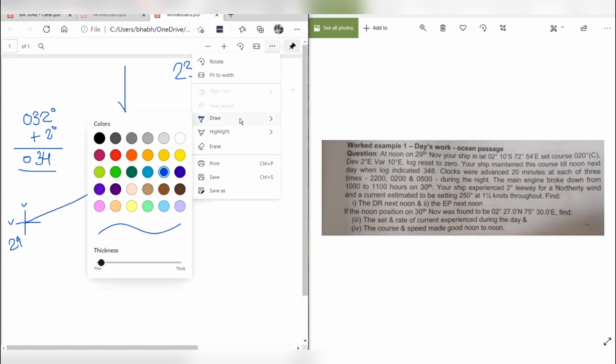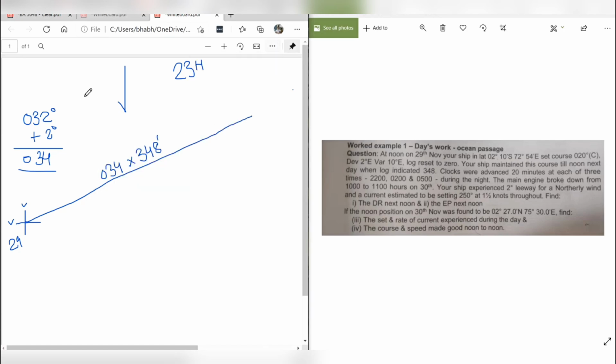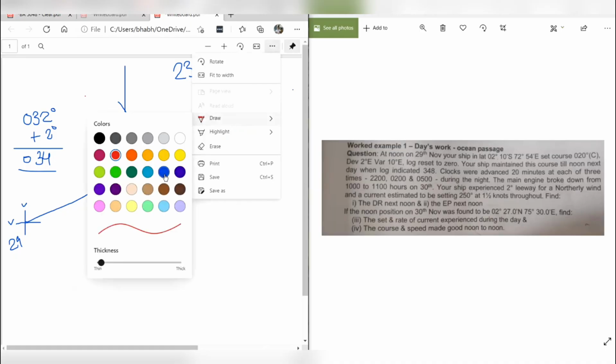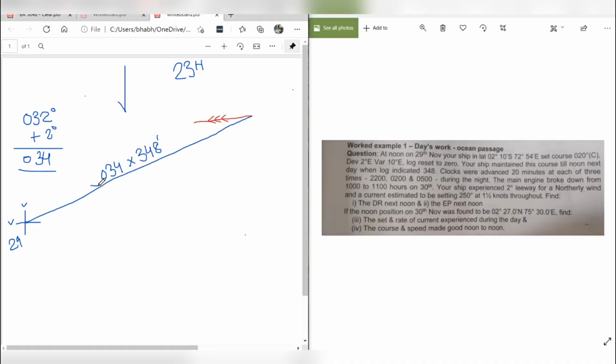So let's apply the current also now. The current is 250. So at the point where this course is ending, I'm just making a rough diagram. I apply the current 250. Let's mark it with 3 arrows. This is a symbol for current. The course steered is marked with a single arrow. So we can put a single arrow here.